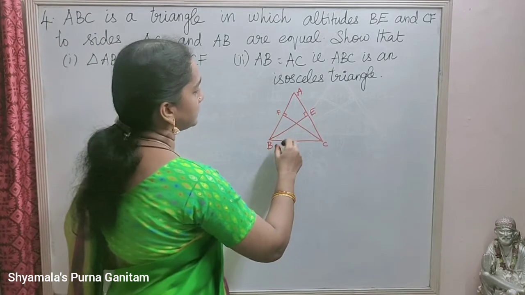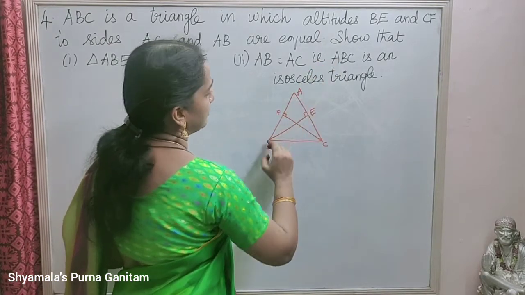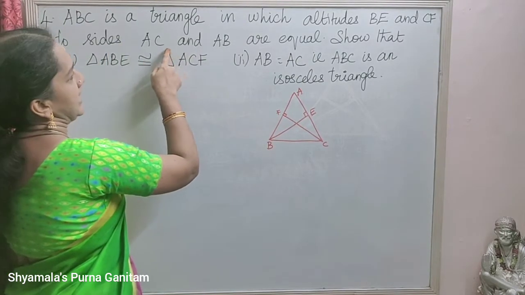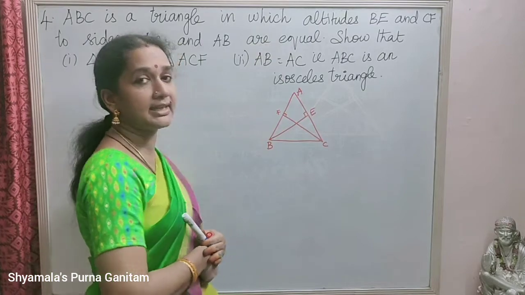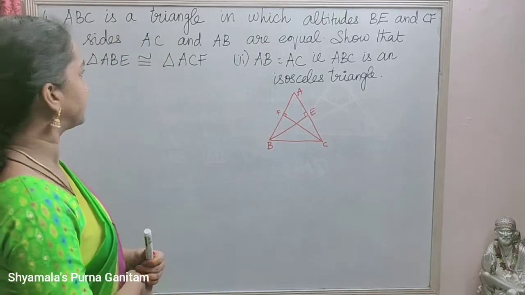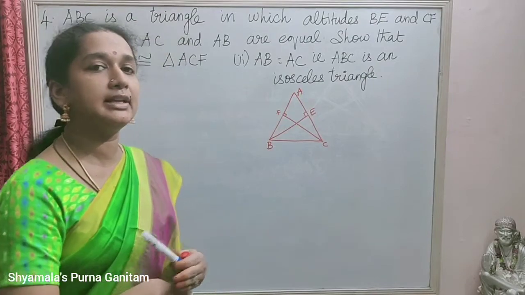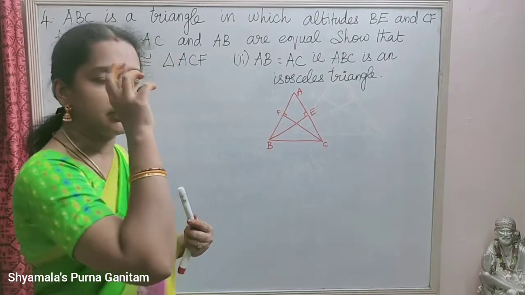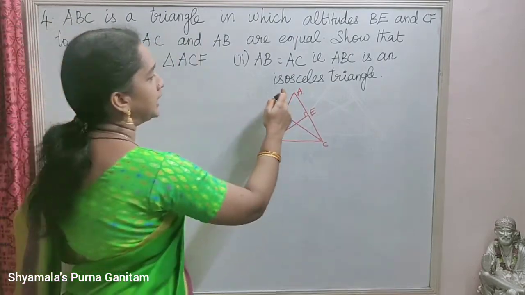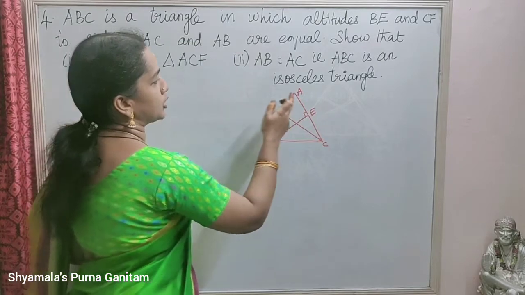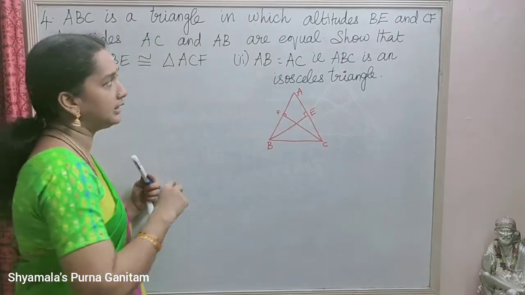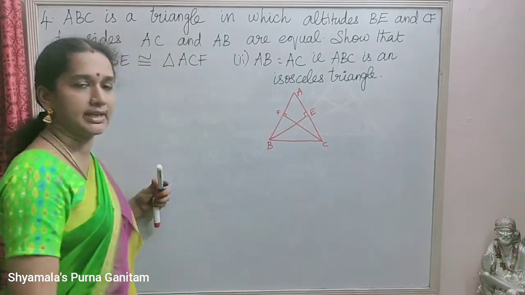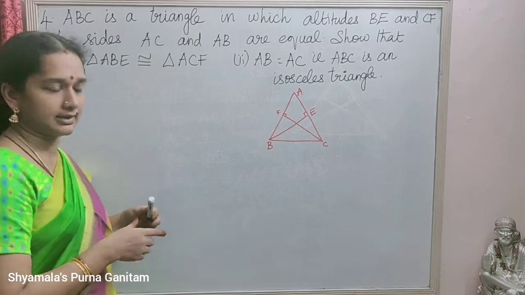Here it is given that BE and CF, the altitudes to the sides AC and AB, are equal. Here in the question it is given that the altitudes are equal. We are asked to show that triangle ABE is congruent to triangle ACF. This is the first thing. Then the second one is AB is equal to AC, that is, ABC is an isosceles triangle. This is the thing they are asked to prove.